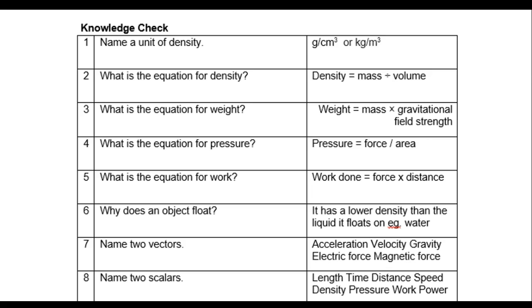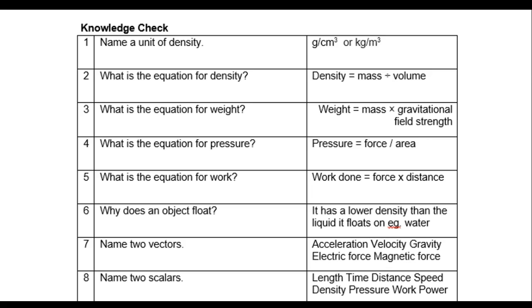The equation for weight is weight equals mass times gravitational field strength. And the equation for pressure is pressure equals force divided by area. The equation for work is work done equals force times distance.